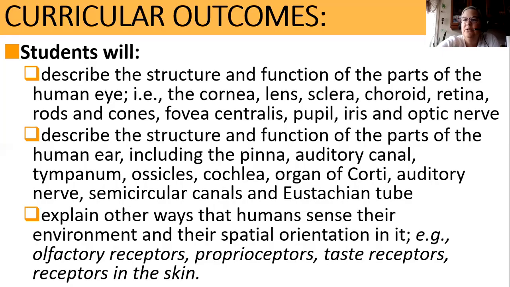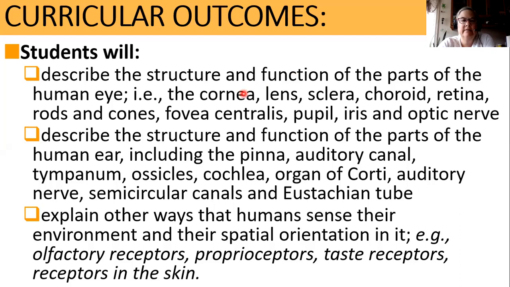All right, so just a summary of what the outcomes are for this section here. Describe the structure and function of the parts of the eye. So we'll get into the eye at the end of class today. The cornea, lens, sclera, choroid, retina, rods and cones, fovea centralis, pupil, iris, and optic nerve. So those are all the things we need to know about the eye.